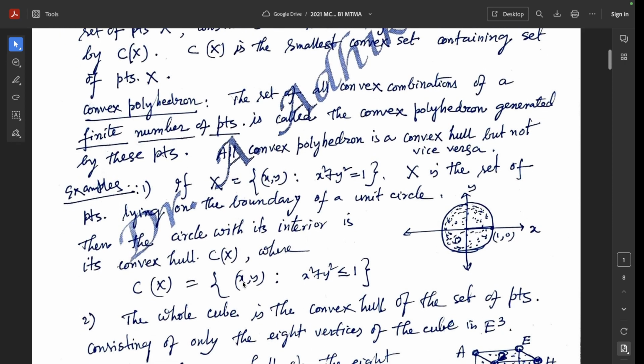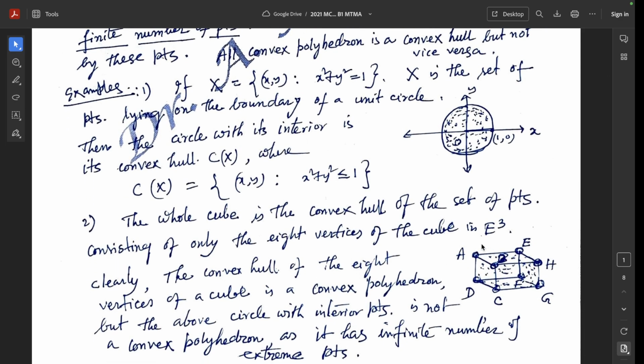Now, consider the examples. First example: this capital X is the set of all those ordered pairs (x, y) with x square plus y square equal to 1. So this is the set of all points on the circumference of the unit circle centered at origin. This capital X is a set of all points lying on the boundary of the unit circle. The circle with its interior, including boundary, is its convex hull C(X). So C(X) is the set of all ordered pairs such that x square plus y square less than or equal to 1.